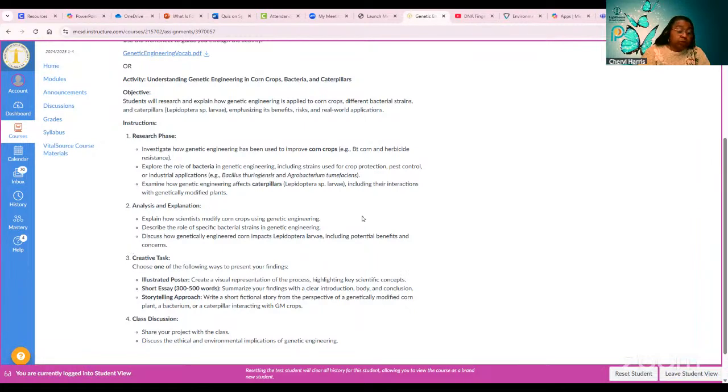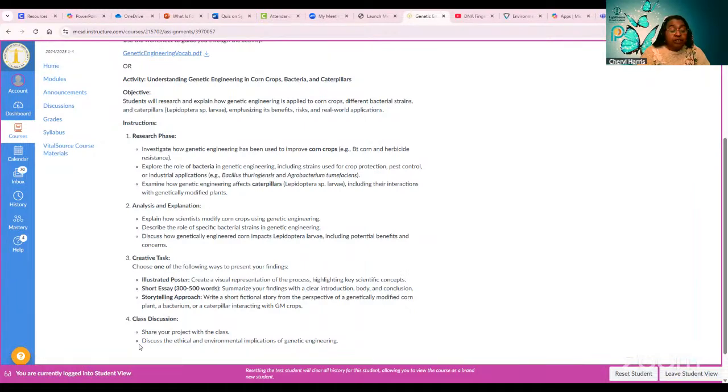So remember, this is 25 points. So you need to make it a 25-point essay or a 25-point poster presentation. I don't imagine that you're going to do the storytelling approach because that involves too much. So pick one of the first two, either do a poster or do an essay. Some of you are doing PowerPoints, and that's fine too. But in doing so, make sure that you link the research part with the analyze and explain part.